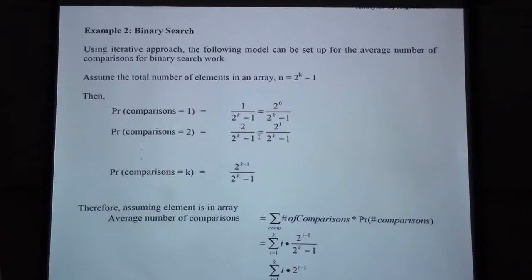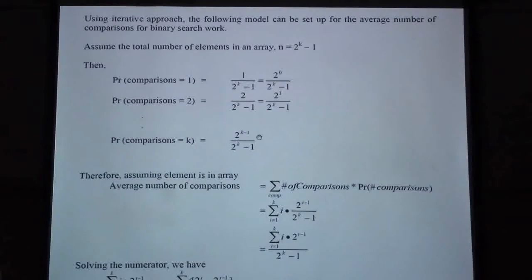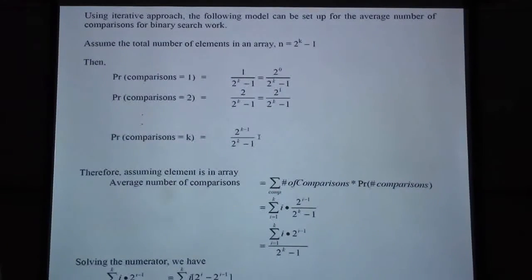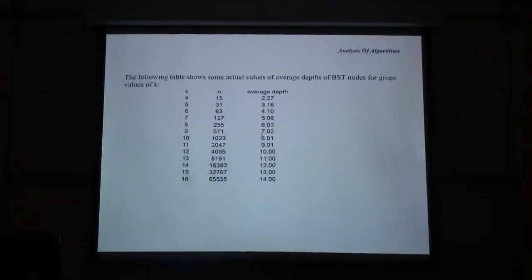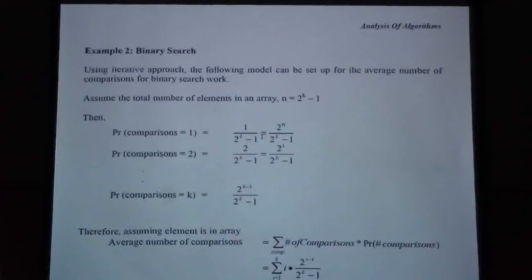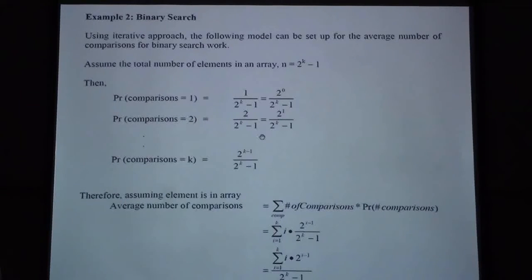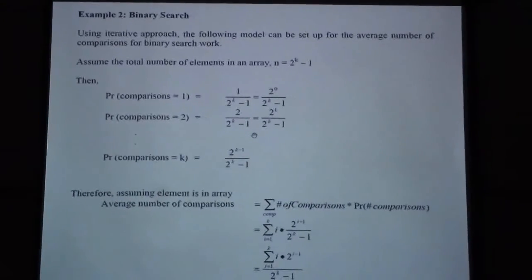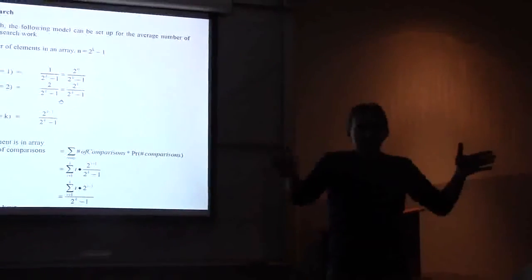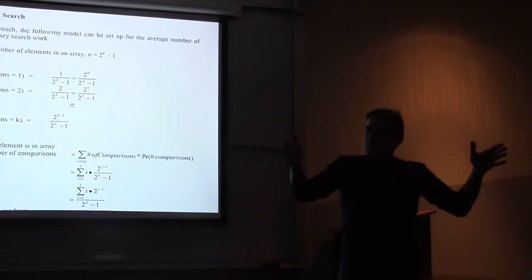Okay. Let's do one more example. So now let's look at the iterative search. We're going to look at a binary search. Okay. So we kind of looked at that already, and we said if we use an iterative search, the following model can be set up for an average number of comparisons for a binary search. So you know what a binary search is, right? We have an array in what kind of order? Sorted order, ascending, descending, whatever. Okay. So basically we're going to find the middle, right?